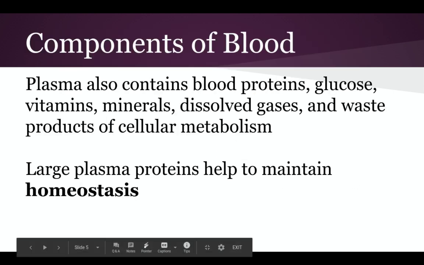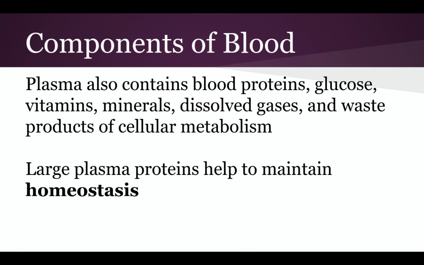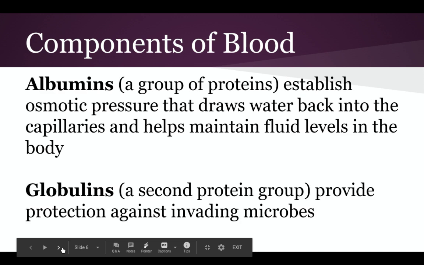Okay, so plasma also contains blood proteins, glucose, vitamins, minerals, dissolved gases, and waste products from cellular metabolism. So basically, our blood, as we know, carries everything around our body, whether it's the CO2 that we need to get rid of, or the O2 that all of our cells need. It takes it all throughout our body to each cell. And then the large plasma proteins help it to maintain homeostasis.